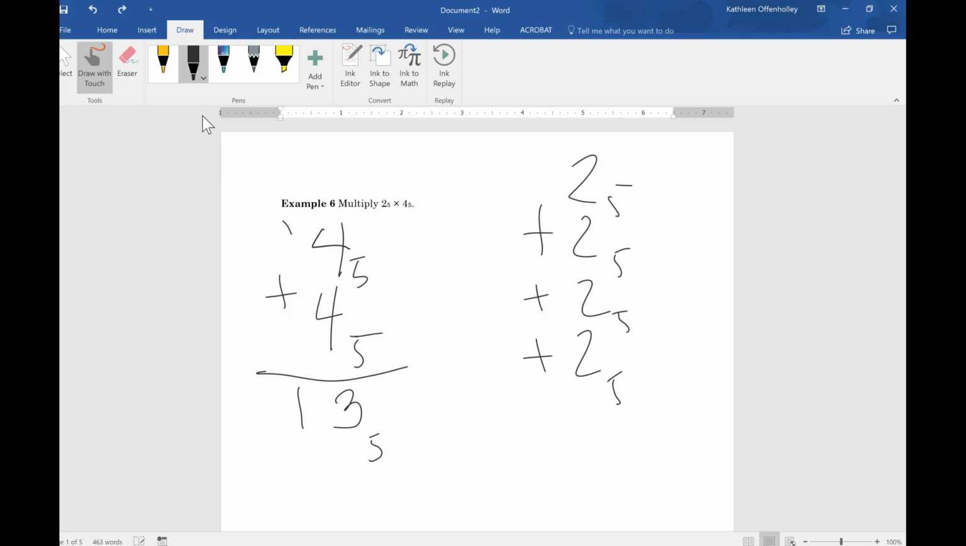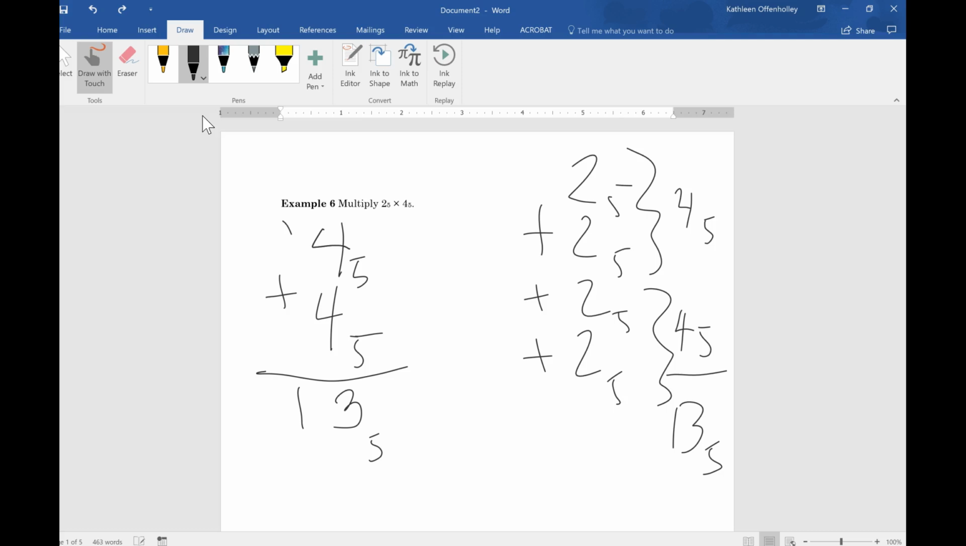To do the addition this way, 2 plus 2 plus 2 plus 2, that's a lot of 2's to add. So let me just add the first two. 2 and 2 in base 5, that's 4, right? And here, 2 and 2 in base 5 is 4. Well, then I'm just adding 4 and 4 again. We already got that answer. That's this.